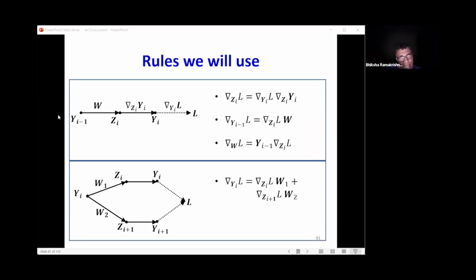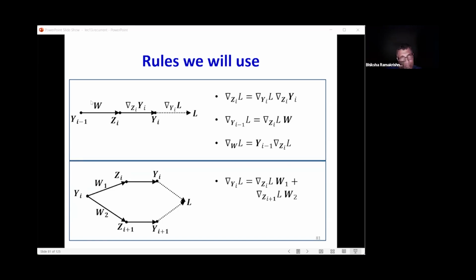After this, we're going to use two simple rules. The first is the chain rule for gradients. If I have y influencing z, influencing y, and so on, and eventually influencing a loss, the derivative of the loss with respect to z is going to be the derivative of the loss with respect to y multiplied by the derivative of y with respect to z. Also, the derivative of the loss with respect to y i minus 1 is going to be the derivative of the loss with respect to z multiplied by w. Do you remember these rules?